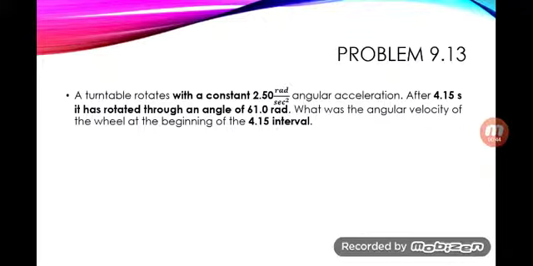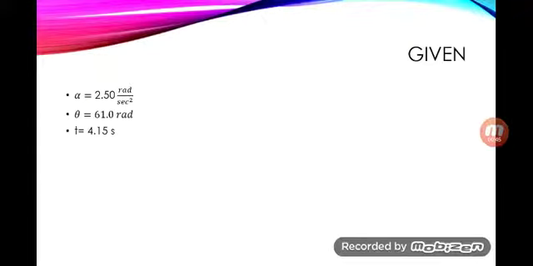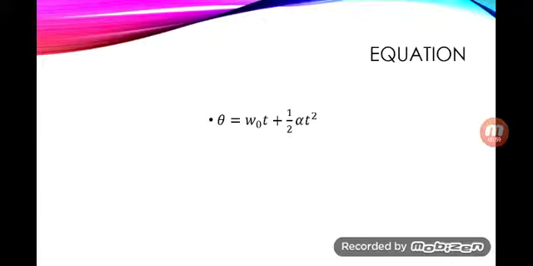As we stated, the given is angular acceleration is 2.5 rad per second squared, theta is 61 rad, and time is 4.15 seconds. The equation we're going to use is theta equals initial angular velocity times time plus 1/2 alpha t squared. We use this equation since we can plug in every variable given except the one we're trying to find.